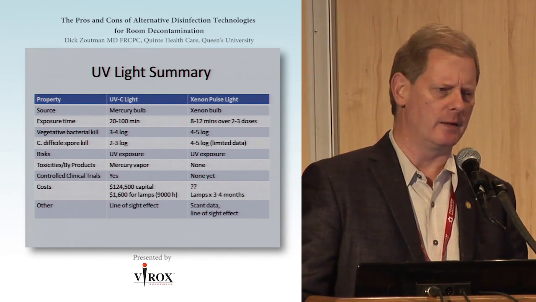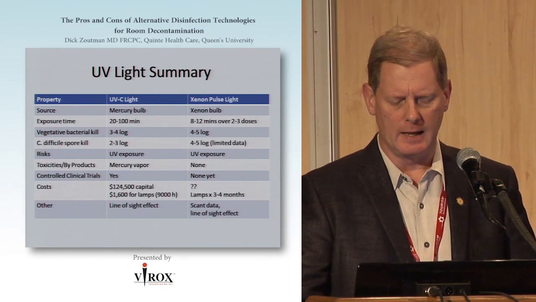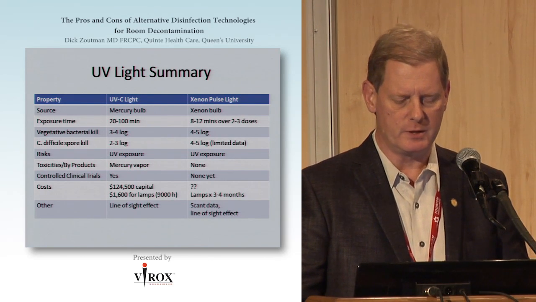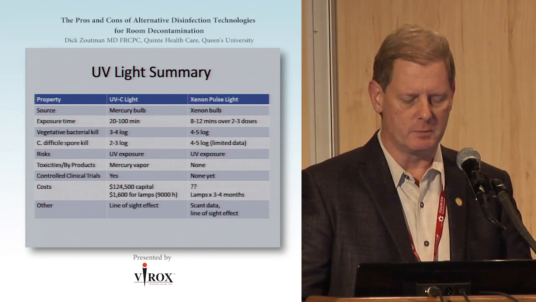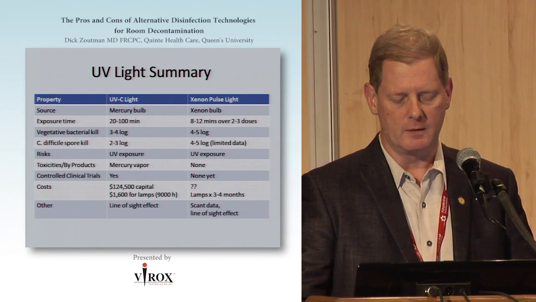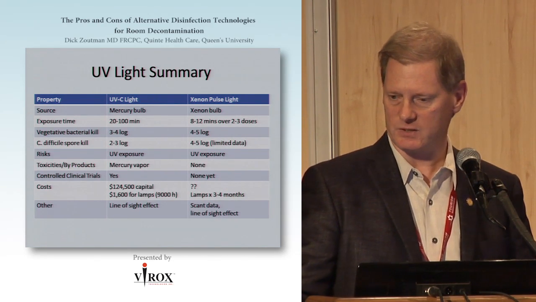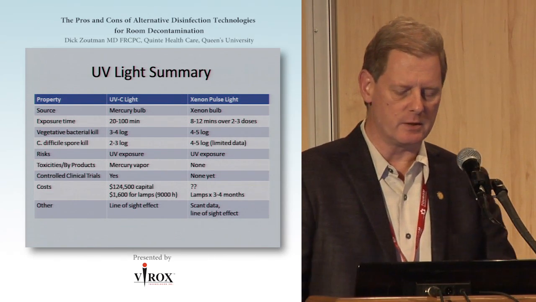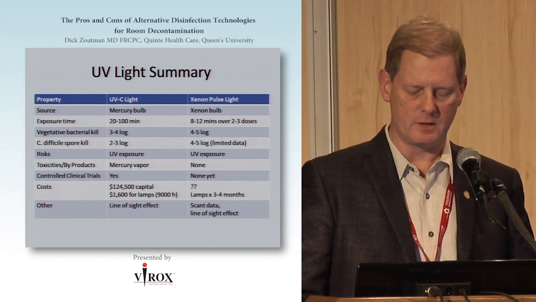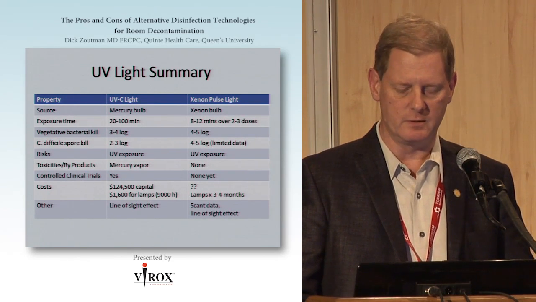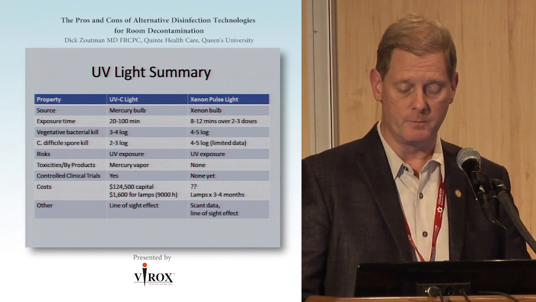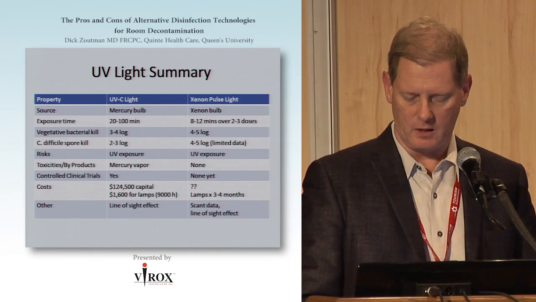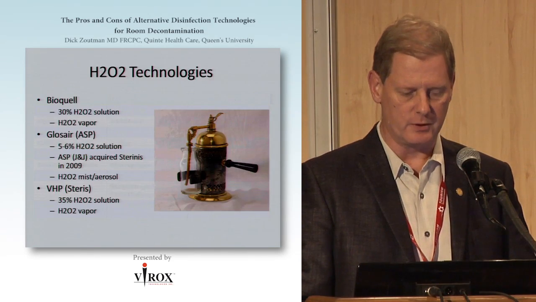Costs are difficult to come by. They aren't on the websites, if you've noticed when you look. But I was able to determine a quotation from one author about the UVC light system, Tru-D, around $120,000 list cost. Obviously, prices vary depending on how many you buy, and about $1,600 to replace all the lamps, but they last for 9,000 hours. Could not get any data on the pulsed xenon system at all. If anybody knows, I'd love to know. The line of sight effect, I think, is a significant issue, and the scanty data on the xenon light system is still a bit of a concern.